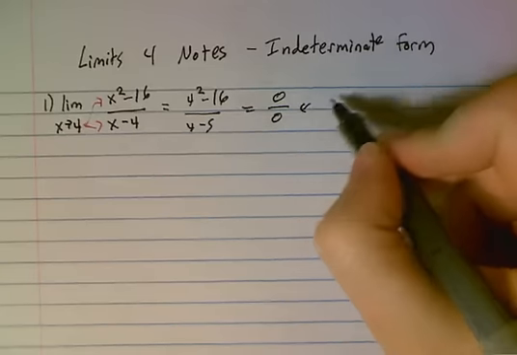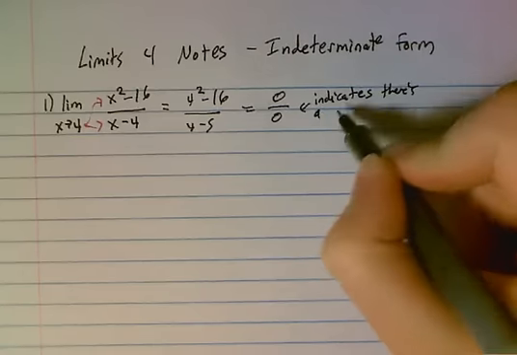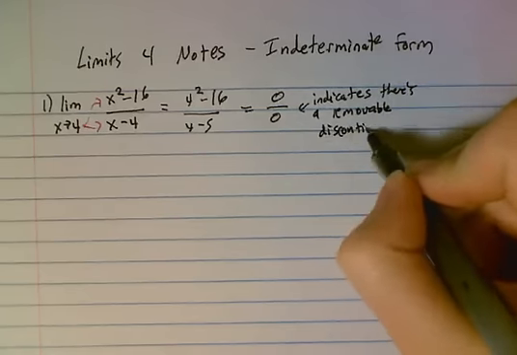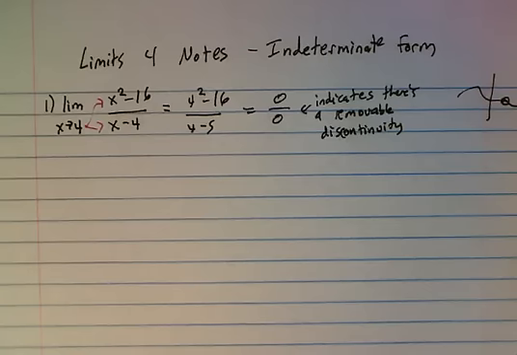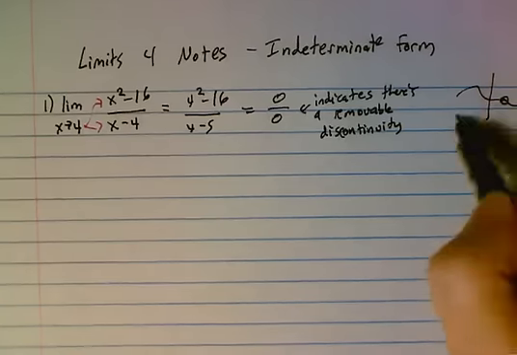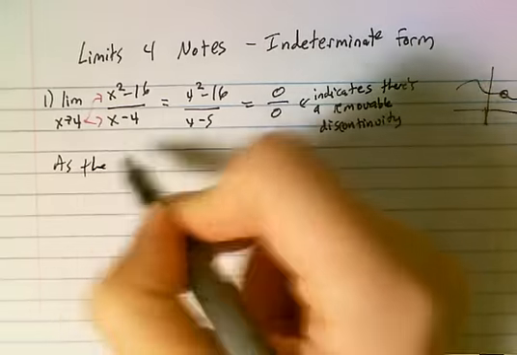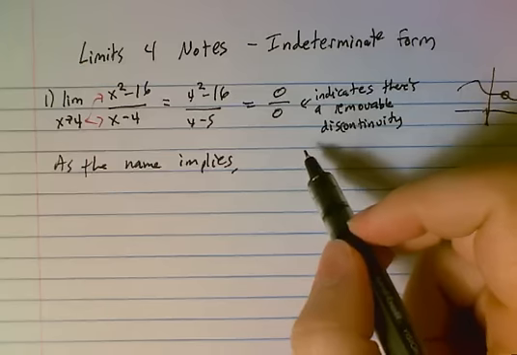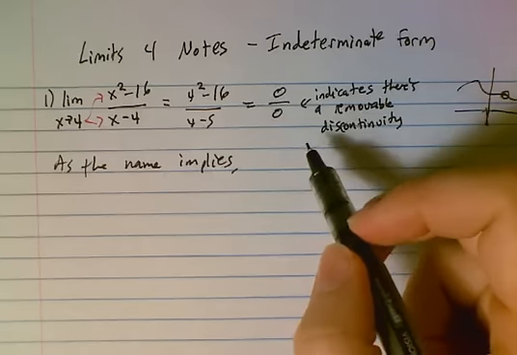So this indicates there's a removable discontinuity, like that, basically. There's just a little place where the y value is not existent, but overall it's a smooth curve except for at that one point. And as the name implies, a removable discontinuity can be removed to allow us to determine what the function wants to be, what value it wants to have at that point.